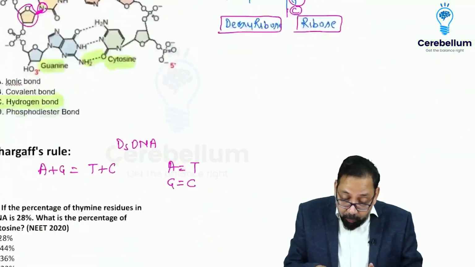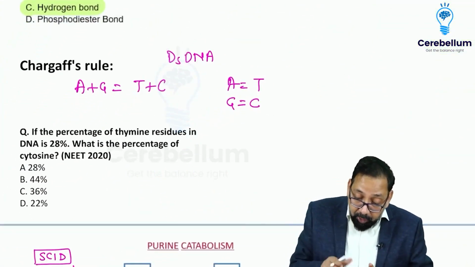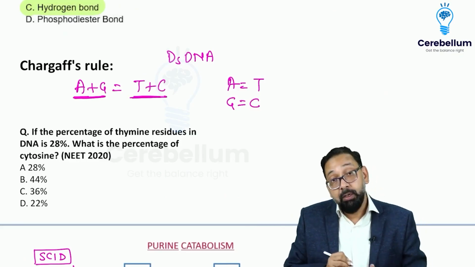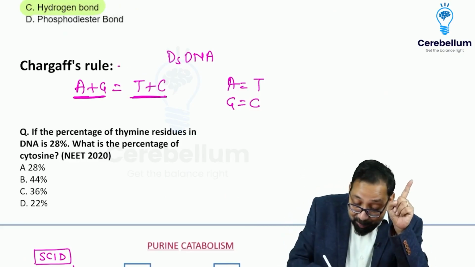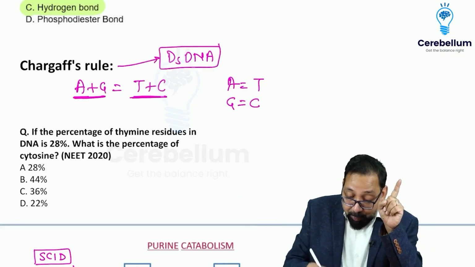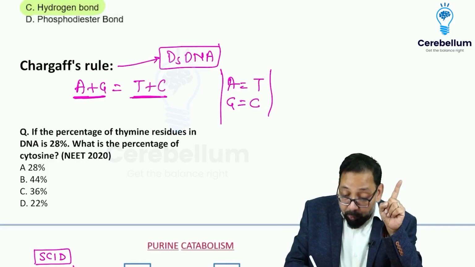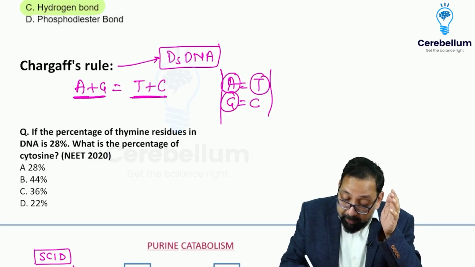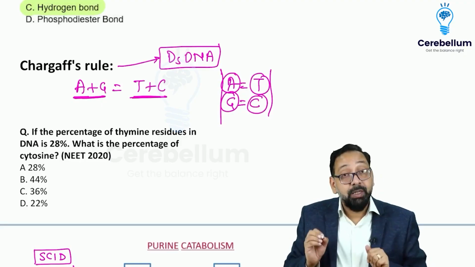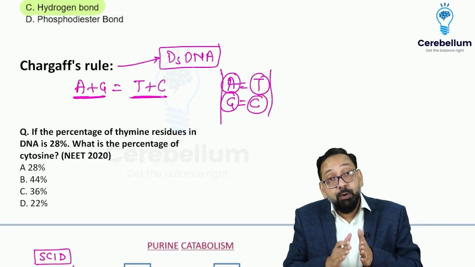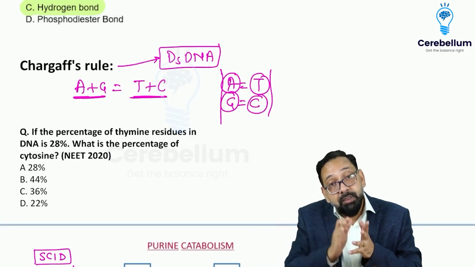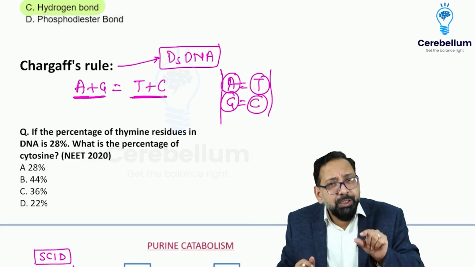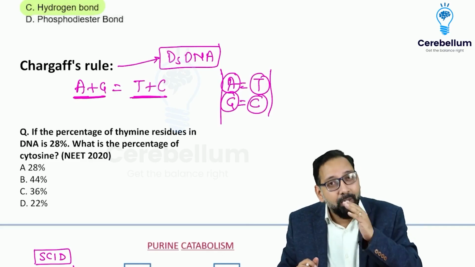Now a question is asked on Chargaff's rule. Chargaff's rule is A plus G is equal to T plus C. The condition is that this rule applies to double-stranded DNA. You know A binds with T and G binds with C, so A and G jointly would be equal to T plus C. The concentration of A would be equal to the concentration of T, and the concentration of G would be equal to the concentration of C. So if they give the concentration of any one nucleotide, you can calculate the others.